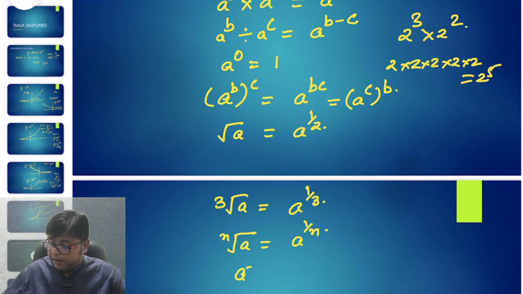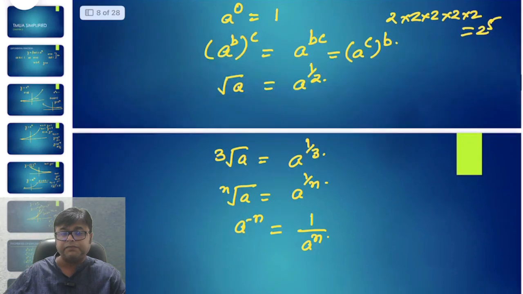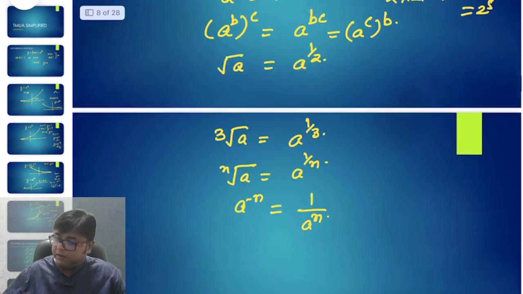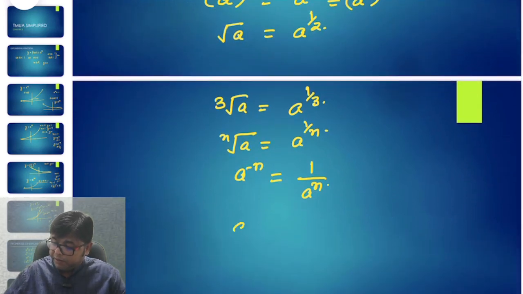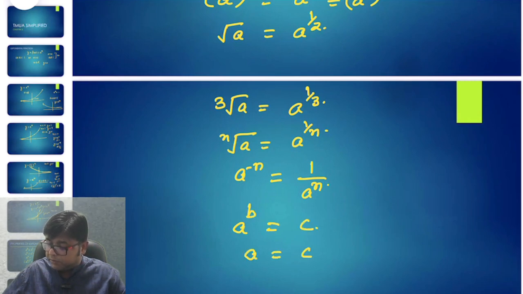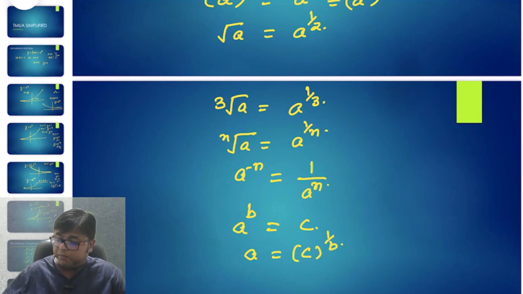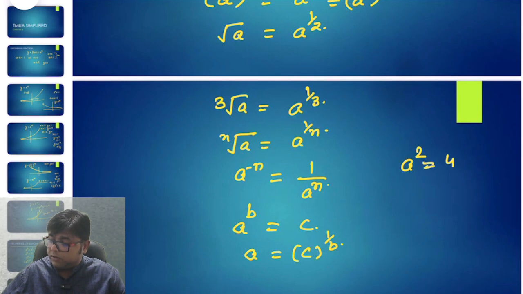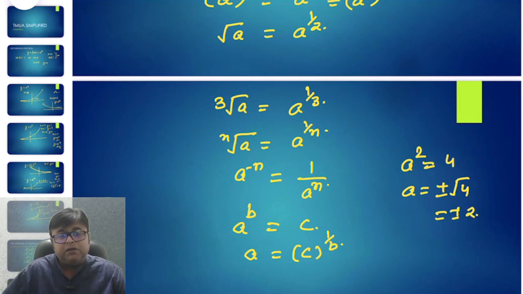Similarly, if we have a negative power like a to the power minus n, it becomes 1 upon a to the power n. Then if we come across something like a to the power b is c, and I have to find the value of a, so a becomes c to the power 1 by b. This is the operation that we perform. For example, if I say a square is 4, so a is equal to plus minus root of 4, which will be plus minus 2. This is very common, and most of us know this already.